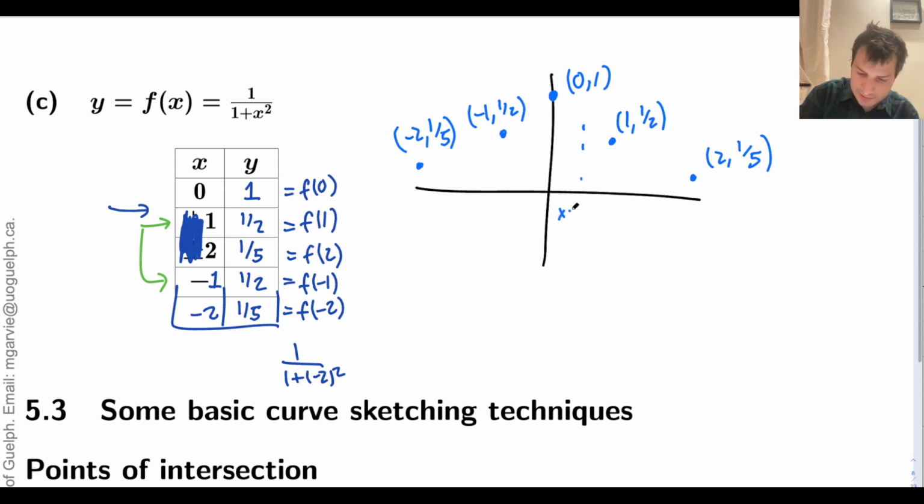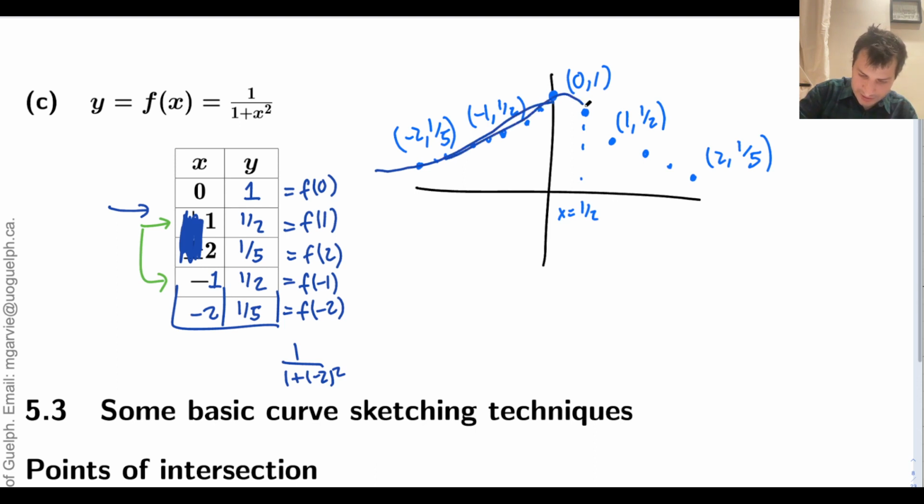And if you were to keep going, you would plug in more points. So you plug in x equals a half. That would be 1 over 1 plus a half squared. That would be 4/5 or something. So you get some point in between. And if you did this all day and all night, and you plugged in every single possible point, and you connected the dots into a smooth curve, it would look something like this.